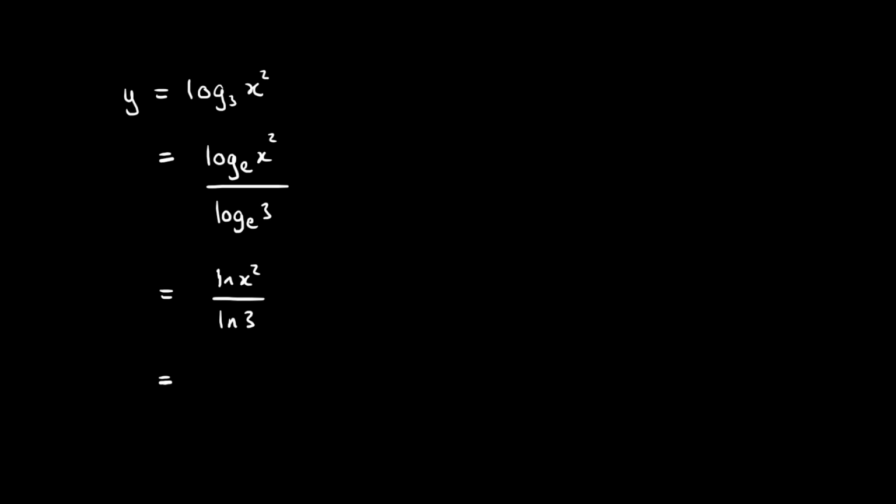And I'm probably going to rewrite this as well. I'm going to use my power rule. If we remember from before, if I've got log of a to the power of p, I can rewrite that as p times log a. So instead of having ln x squared here, what I'm going to write is 2 times ln x. And remember, the ln 3 is just a constant, so I can rewrite that over here. So I've got 2 upon ln 3 times ln x.